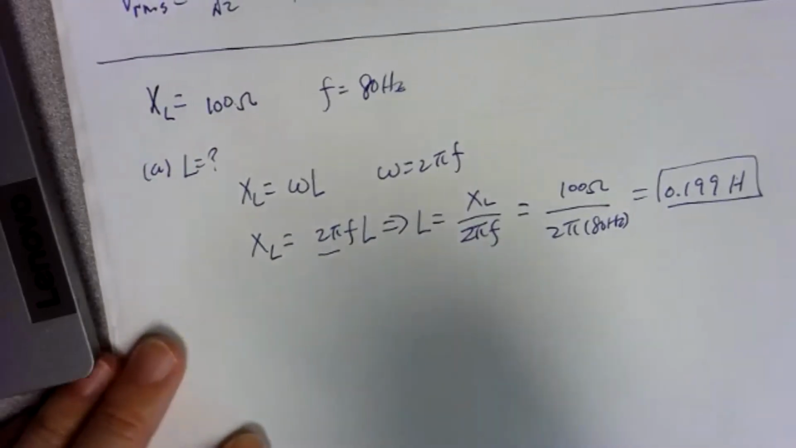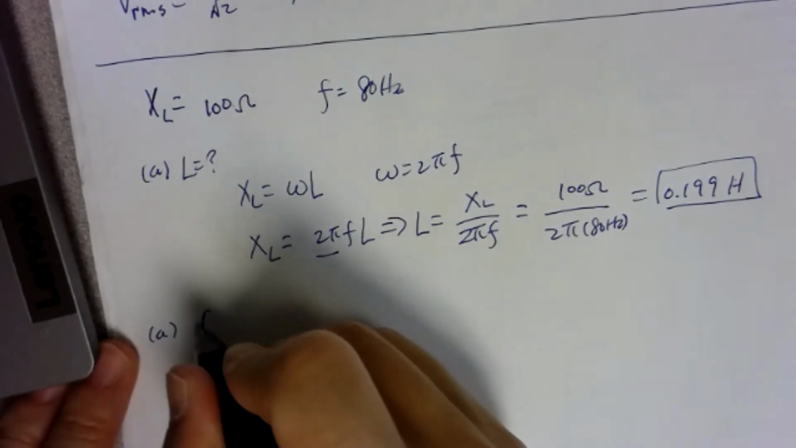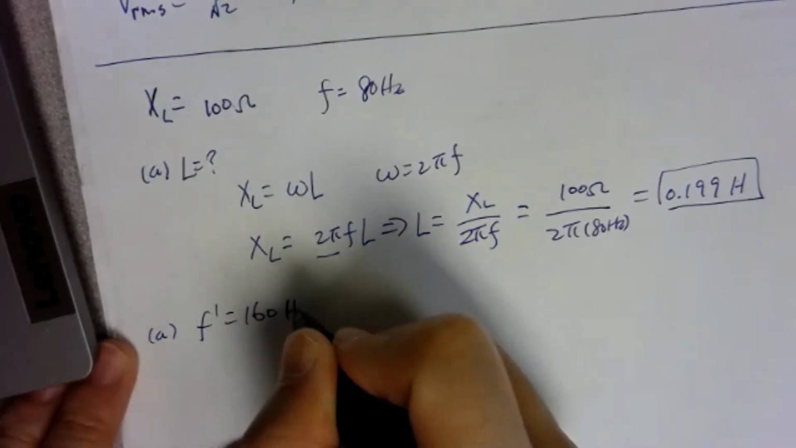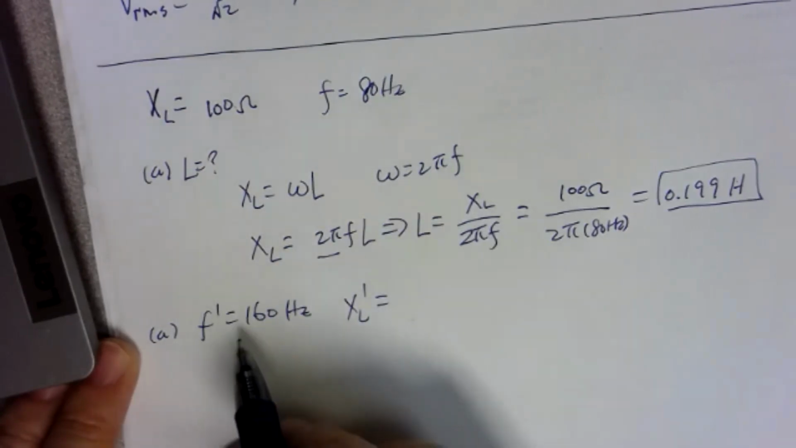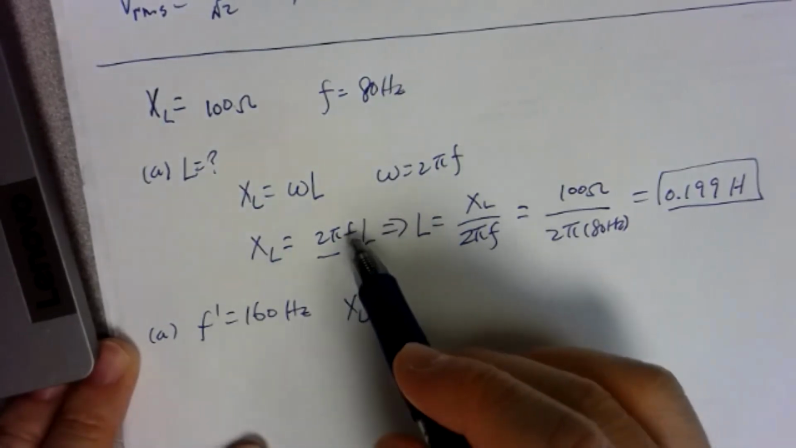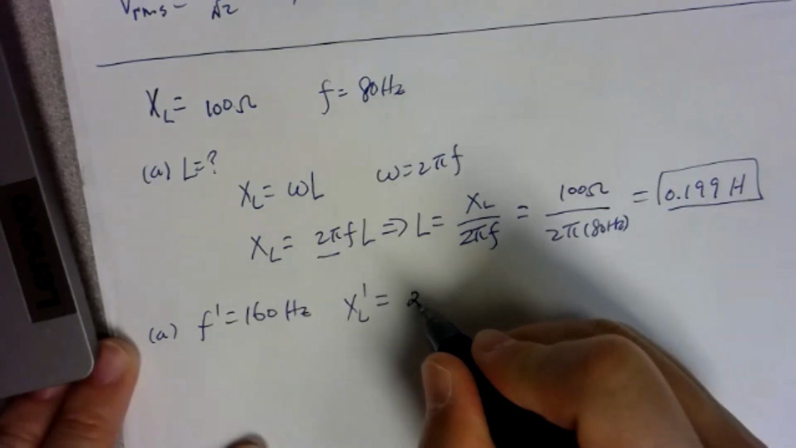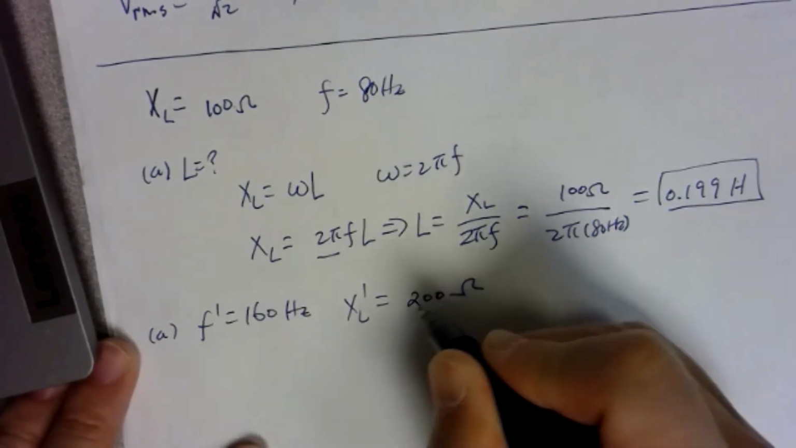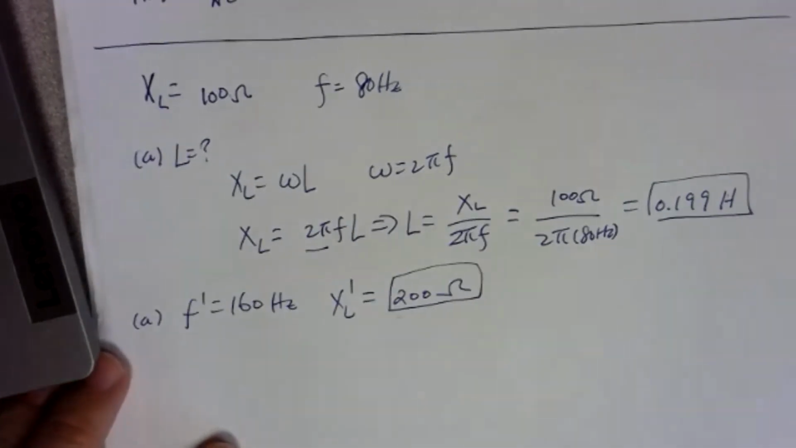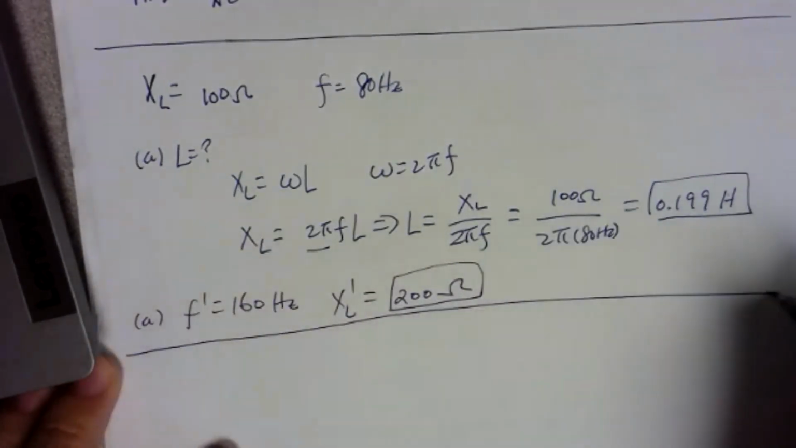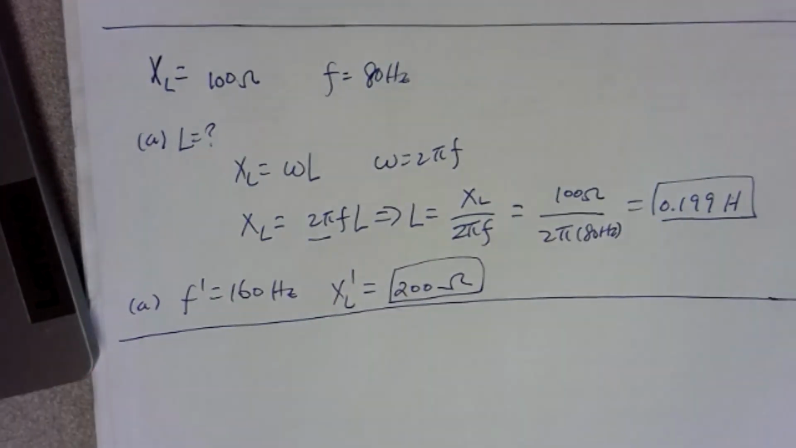Part B says if your frequency becomes twice the original one, then what will be your XL? If the frequency doubles, then XL will double. Simply like that, we don't necessarily have to calculate it. Just analyze the equation and we'll see that right away. All right, let's go back to the slide.